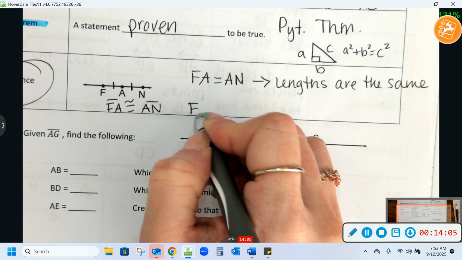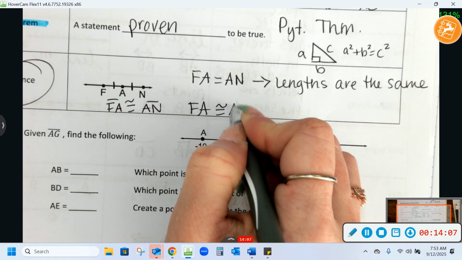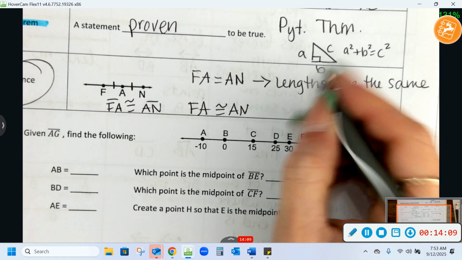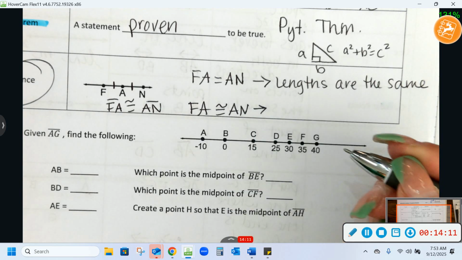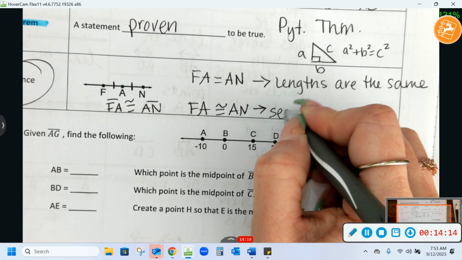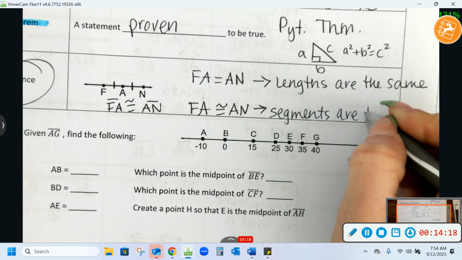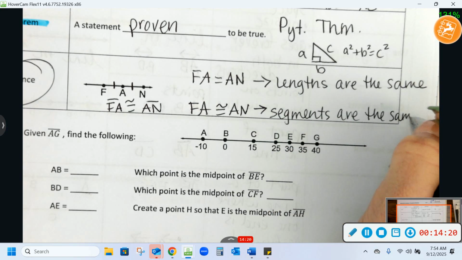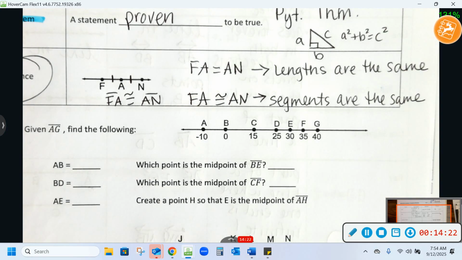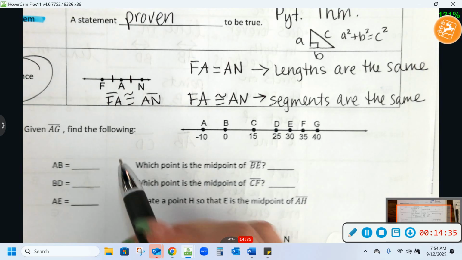Or I can say FA is congruent to AN. And I'm going to write this and you're going to be like, okay. And that means the segments are the same. Is there a difference there? Congruent means everything about them is the same. Just because the length is the same doesn't mean everything about them is the same. Congruent means they exist in the same space. They might be the same width. All the things about them are the same. Okay? All right.